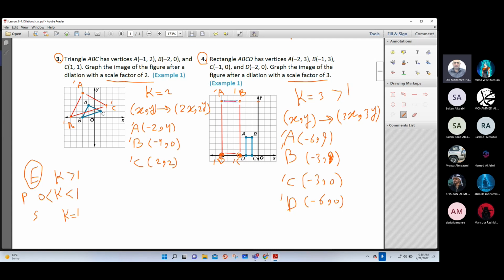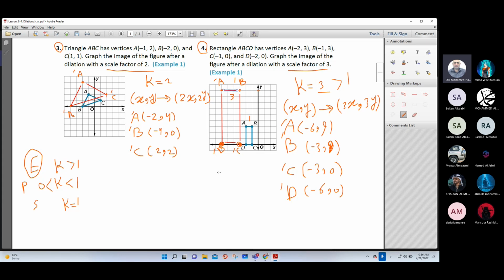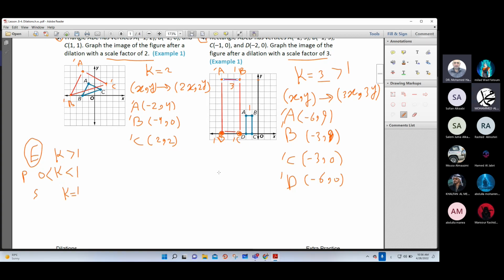So as you see, we have the same figure, but different size. If you count here the distance AB will be 1, and the corresponding side A prime B prime, count here, you have 1, 2, 3, so the distance will be 3. So 1 times 3 equals 3. This is the meaning of the scale factor and the dilation. So in this case, we have enlargement. Who has any question about this exercise? No questions? No, mister, it's clear.